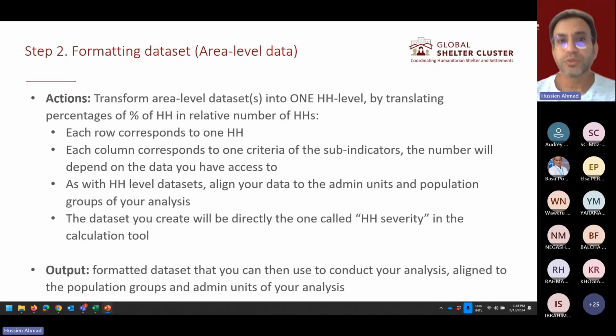Then the action that we need to do here is to transform that area level data into household level data by translating the percentages of households into relative numbers of households. So each row will correspond to one household, and each column will correspond to one criterion of the sub-indicators. As in the household level data set, we said we align the data to the admin units and population group. And then, once you transform it, you can continue as if you have household level data. We will see it in an example now.